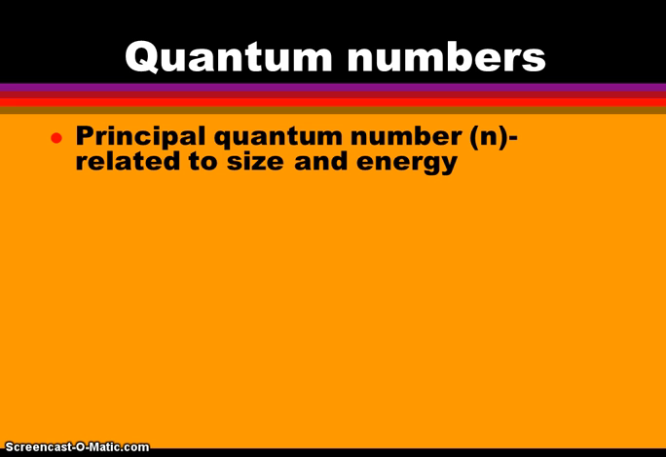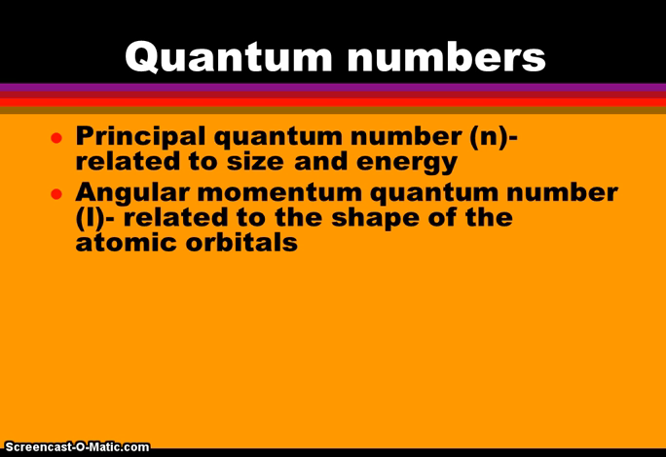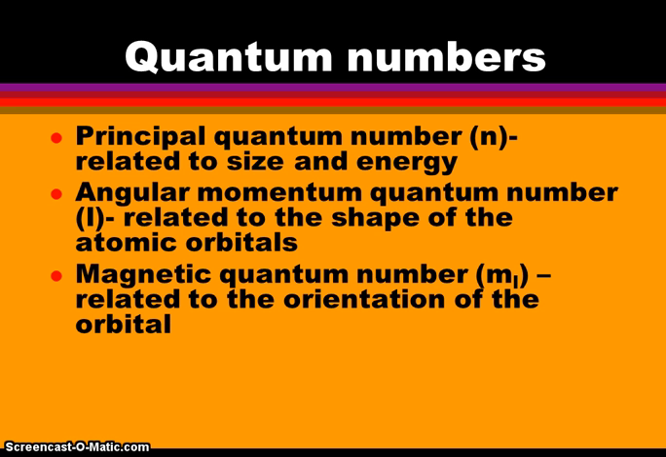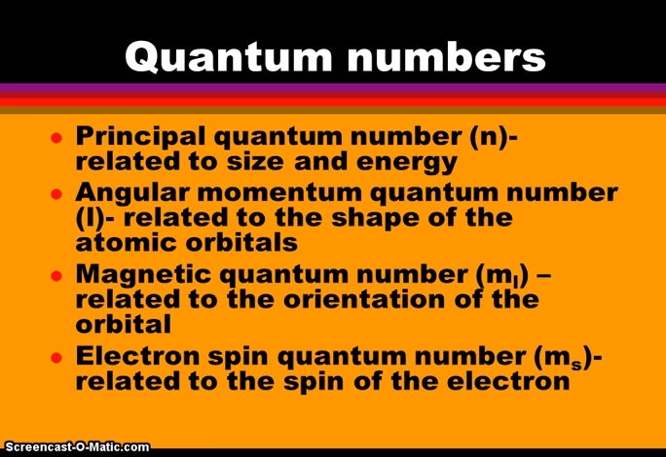So quantum numbers. First we have our principal quantum number. We're going to use our variable n to stand for the principal quantum number, and that tells us the size and the energy level. Angular momentum quantum number, which we're designating with an L, is related to the shape of the atomic orbital. Our magnetic quantum number, m sub L, is the orientation of that orbital. And our electron spin quantum number, m sub s, is the spin of the electrons.